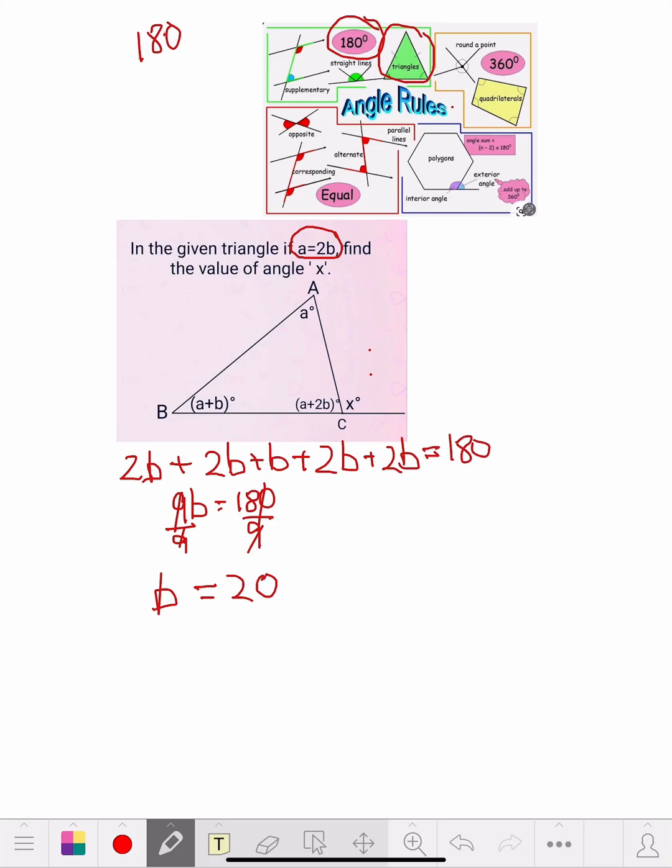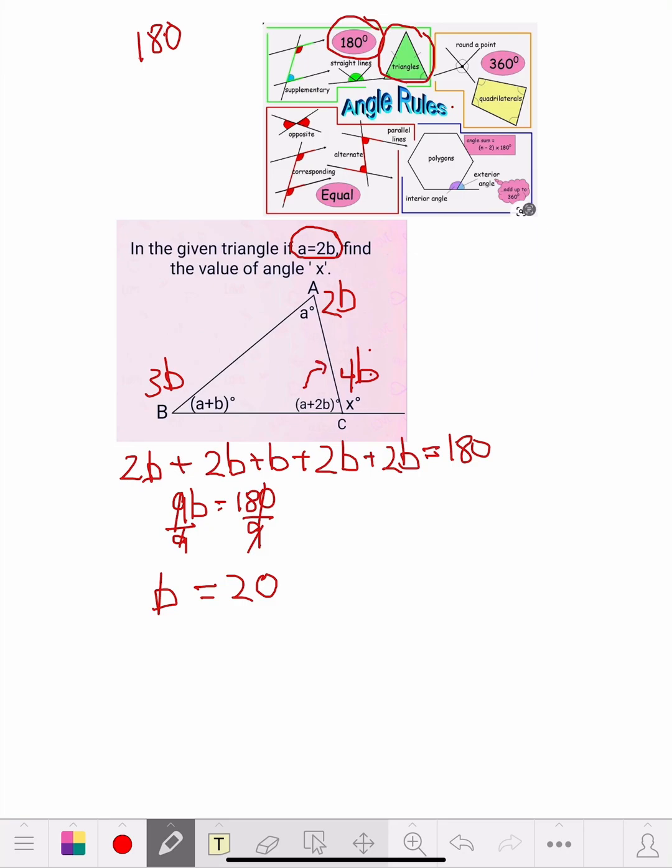Okay. So, let's solve. We go back to the original triangle. Now, we know this top one was 2B. Let's just write this, 2B. And we know this one was 2B plus B. We know this is a 3B. And now this was a 2B plus 2B, so this is a 4B. You see how I got that? Because I just moved the 2B into the A position. So this would be 2B plus B would be 3B. And this would be 2B plus 2B equals 4B.